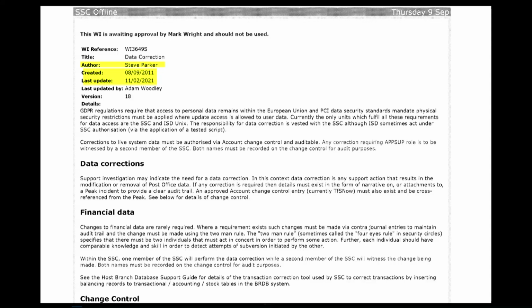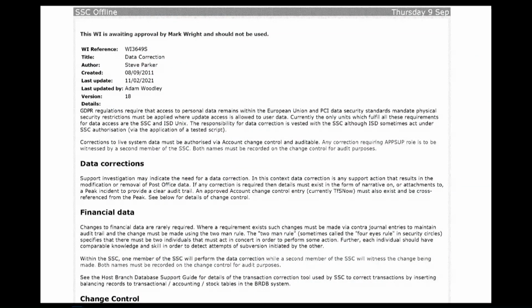And you'll see what Mr. Parker said. GDPR regulations require that access to personal data remain within the European Union, and PCI data security standards mandate physical security restrictions must be applied where data access is allowed to user data. Currently, the only units which fulfill all these requirements for data access are the SSC and ISD Unix. Do you know what ISD Unix was? I think they were the operations team based in Belfast.